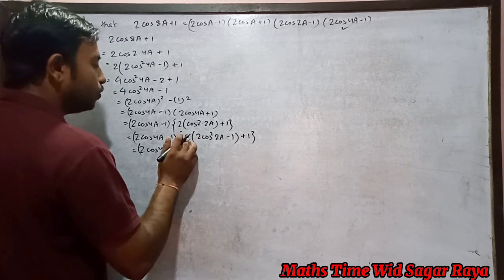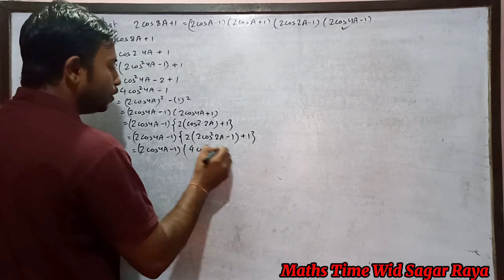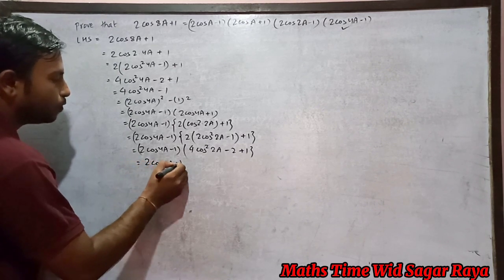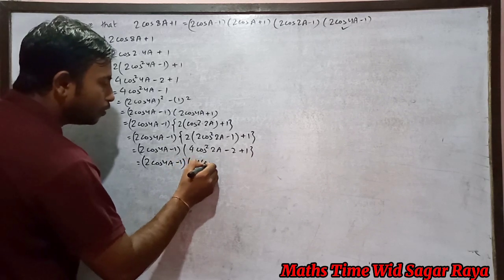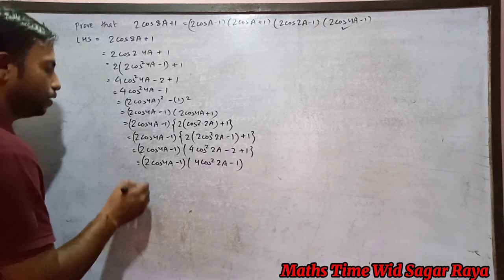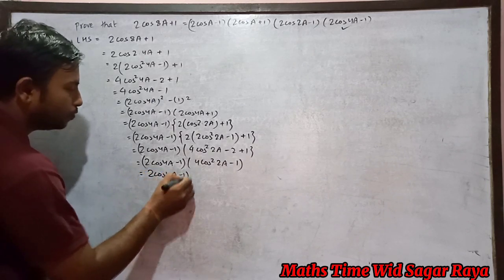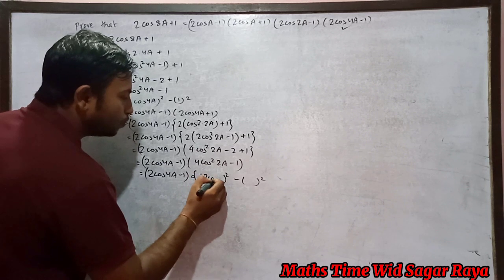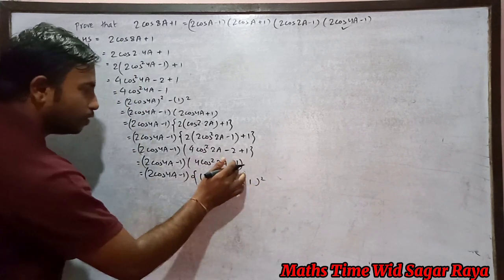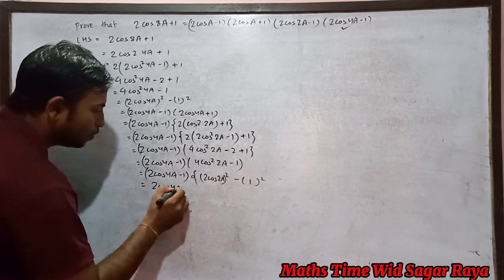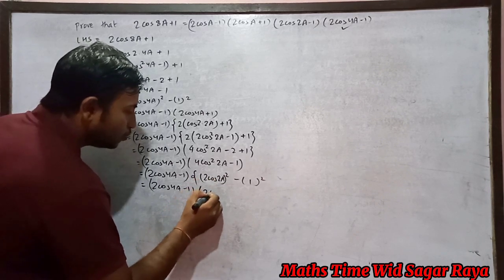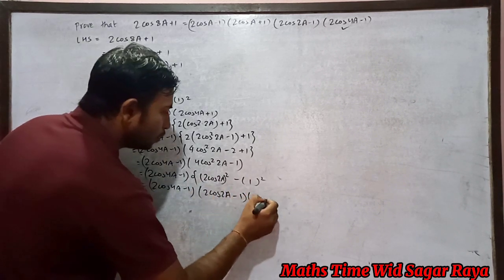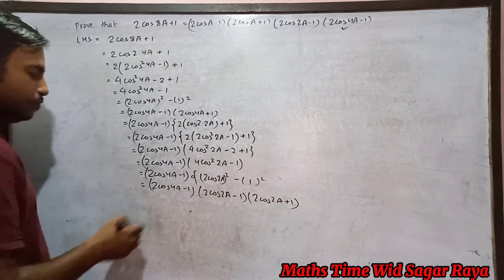So now this will be 2 into 2 is 4cos²2A. Now 2 into minus 1 is minus 2 plus 1. So 2cos4A plus 1 will be 4cos²2A minus 1. Again, we have to break this using the formula of a square minus b square. It will be (2cos2A) square and here 1 means 1 square. Now again let's break this. 2cos2A minus 1 means a minus b, then 2cos2A plus 1 means a plus b.